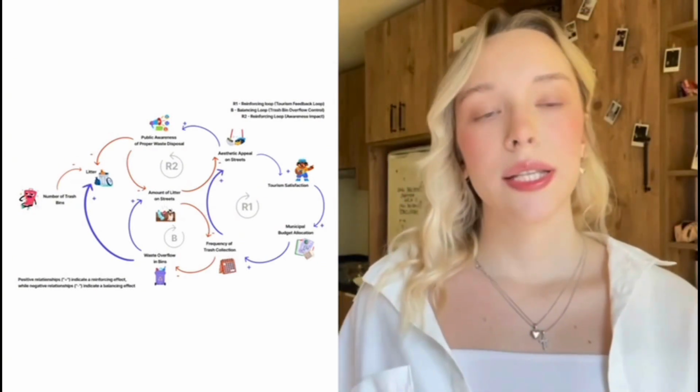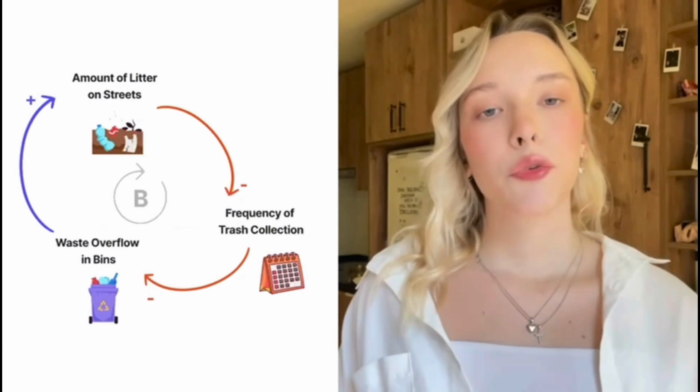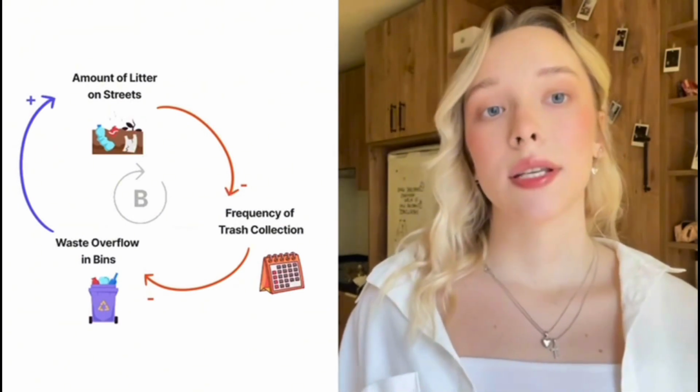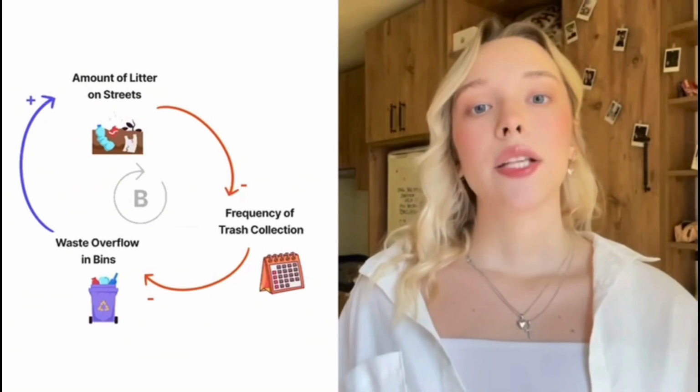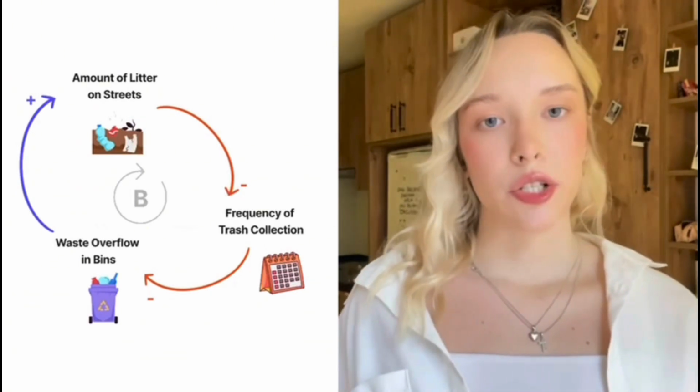Now, first, let's take a look at the balancing loop. The balancing loop plays a crucial role in stabilizing the waste management system by addressing bin overflow and street litter through trash collection frequency. Let's see how their relationship works.